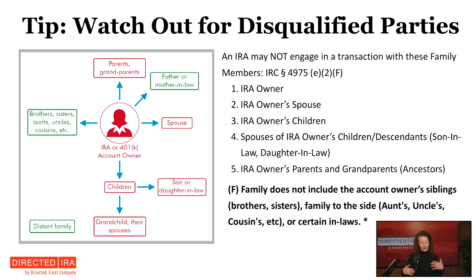Now, a lot of people think transact simply means money changing hands, and that's not the case. It can also be services that are rendered as well. So if Daniel's Roth IRA owns a house, then his child cannot rent that house from his Roth IRA.